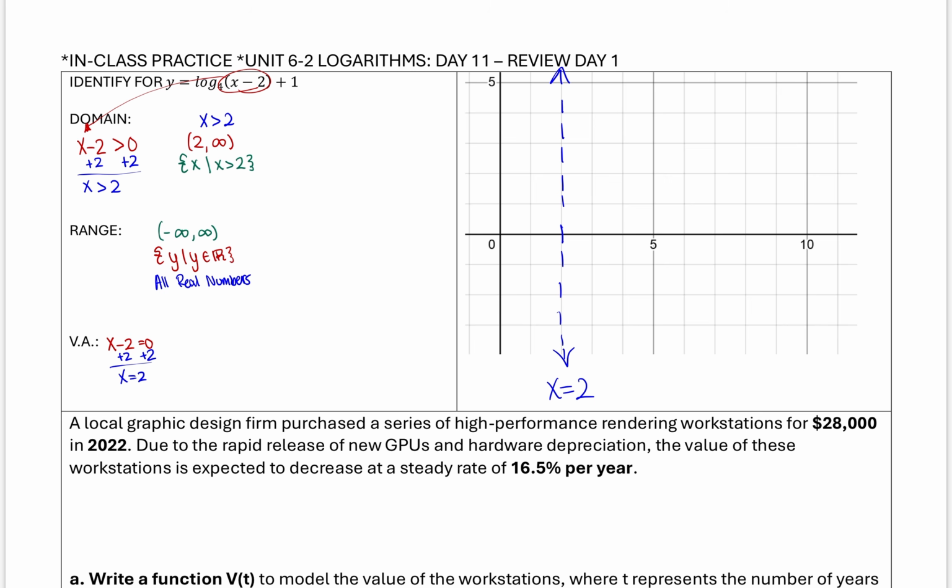Okay, so we have 1 point of accuracy at (3, 1). So this is (3, 1) right there. Let's see if we have another one. We have another one at (6, 2). This is (6, 2). And let's see if we can fit one more in. Nope, we cannot fit more.